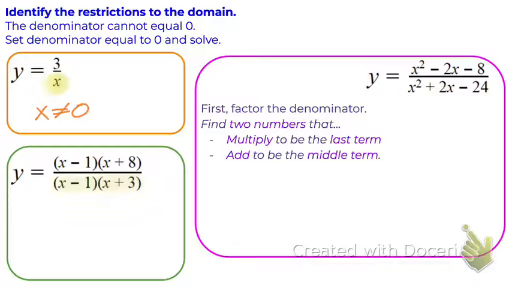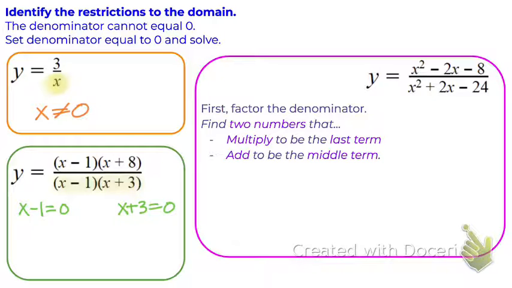Here we need to recall the zero product property. What would make this 0? Remember, if you're ever multiplying numbers together and the answer is 0, one or both of those must be 0. So in this case, in order for this denominator to be 0, either x minus 1 equals 0 or x plus 3 equals 0. And we don't want that to happen.